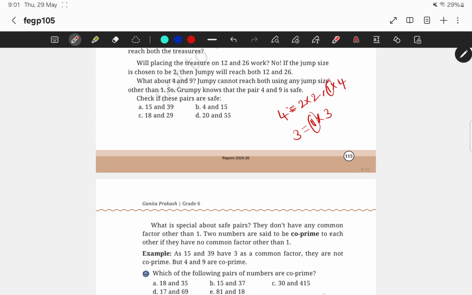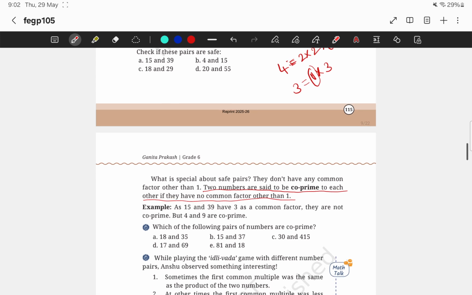If 2 numbers have only 1 as a common factor, those numbers are known as co-prime numbers. 2 numbers are said to be co-prime to each other if they have no common factor other than 1. So here there are no common factors like 2, 3, 4 other than 1. So here 1 is the only common factor, so we can tell 4 and 3 are co-prime numbers.